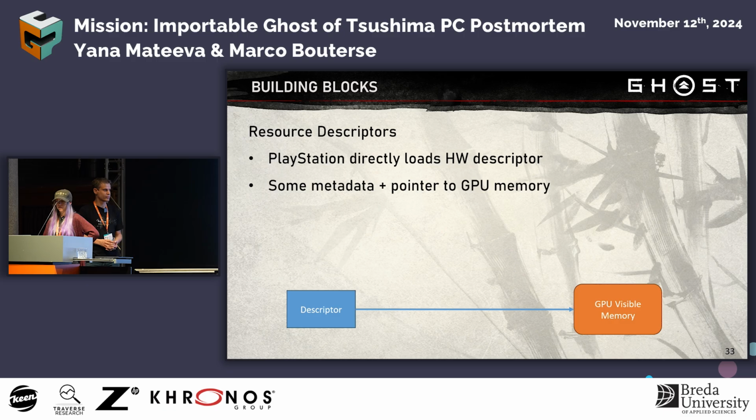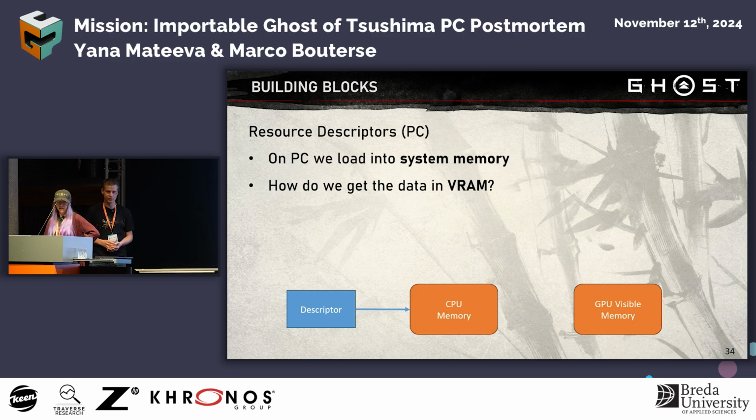On PlayStation, we directly load a hardware descriptor from content. It basically is some metadata. For a texture, it can be the width, height, and format. And then it also has a pointer directly to GPU memory. We're using the same data layout on PC. So we have this situation: we have a descriptor with the same metadata, but it points to CPU memory. So how do we get it to GPU memory?